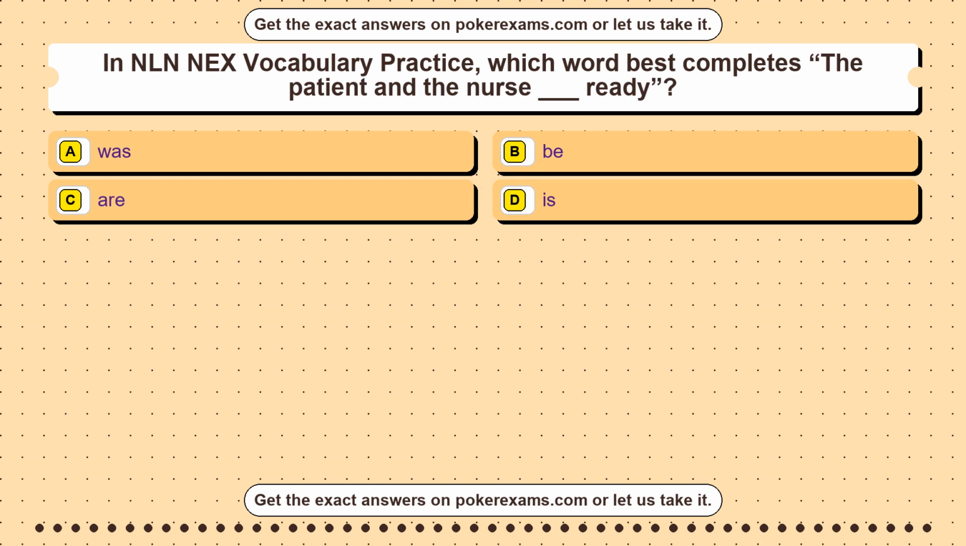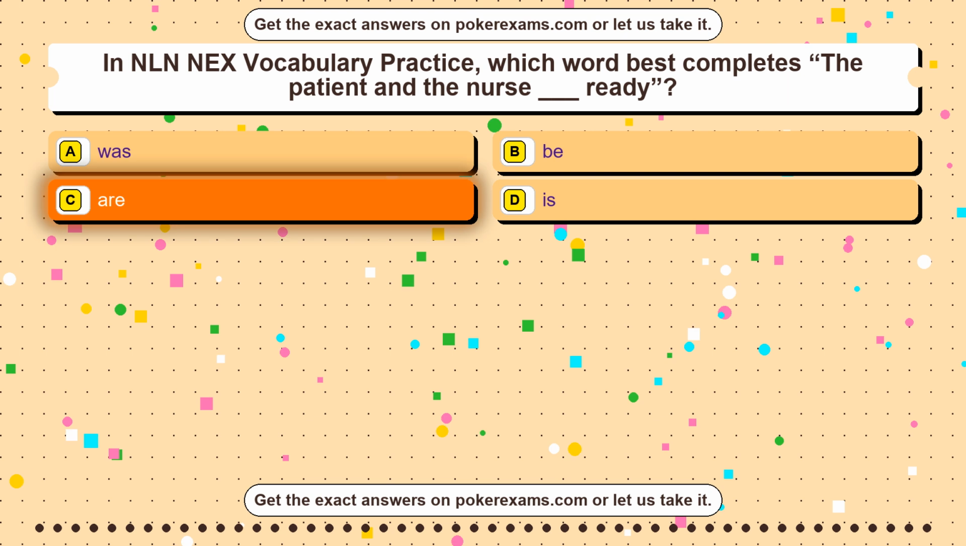Question 43. In get test prep, which force pulls objects toward Earth? Option A magnetism. Option B static electricity. Option C gravity. Option D friction. The correct answer is option C.